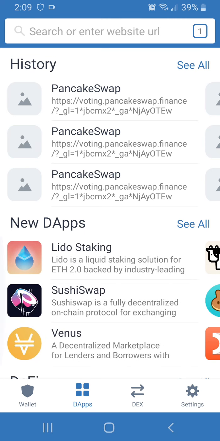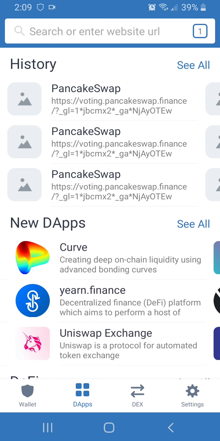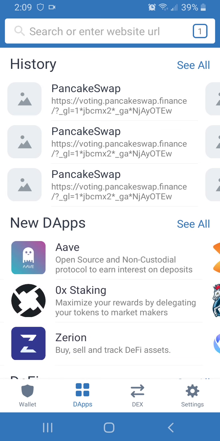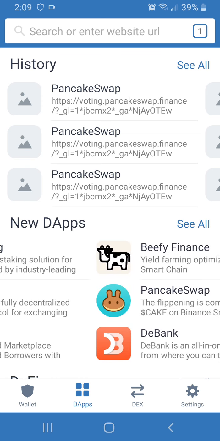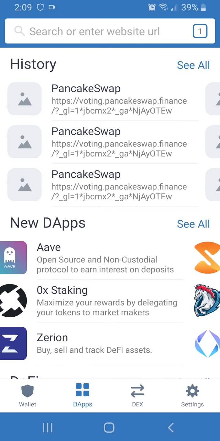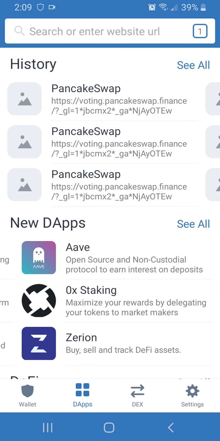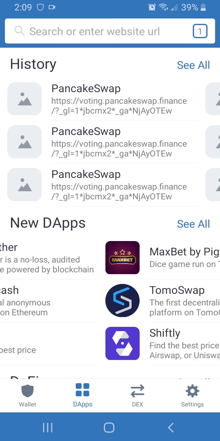So I haven't really messed with any of these other ones. I wanted to check out Venus. I do not want to check out Yearn. I want to check out 0x, but that's all Ethereum stuff, as I would assume by the name 0x. None of these others really interest me.